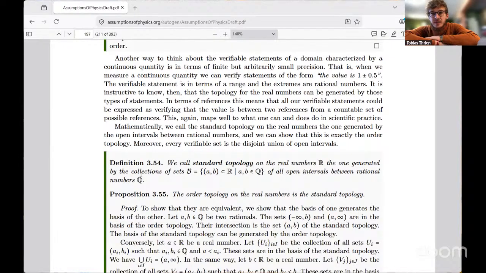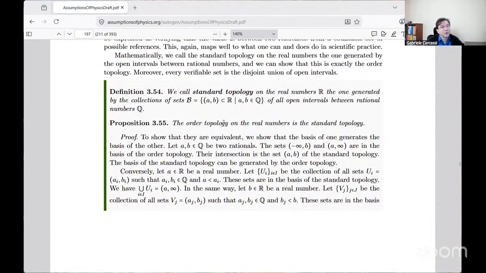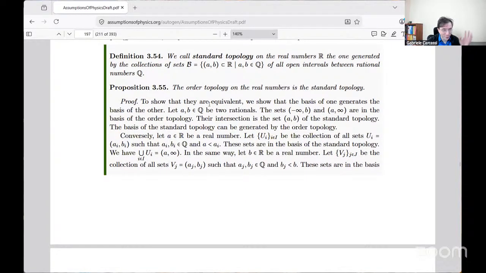Moreover, every verifiable set is the disjoint union of open intervals. So these are standard results from topology. We call standard topology on the reals the one generated by the collection of sets that are open intervals between rational numbers. And then you can show that this is exactly the order topology. Or you can define the standard topology of the reals as the order topology and then find that it's the one generated by open intervals. You can do it whichever way you want. It's the same thing.